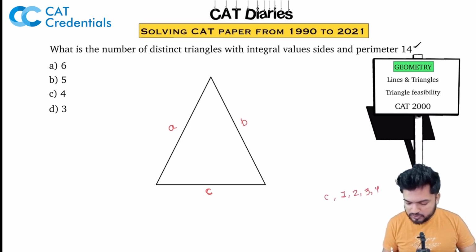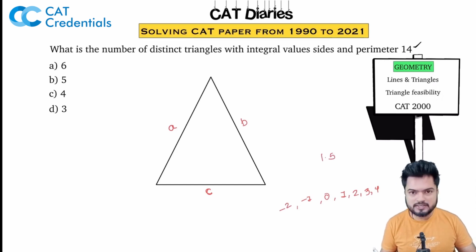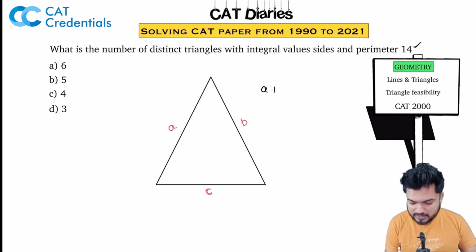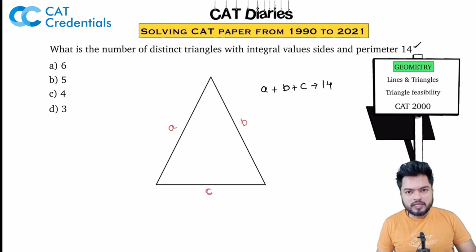If you take 0, that's a whole number. If you take -1, -2, -3, these are all integers. Okay, so 1.5, that's not an integer. We all know that. So all the three sides are integers. And the other thing I know is that the sum of the three sides, that is the perimeter of the triangle, A plus B plus C, is equal to 14. Okay, that's all I know till now.